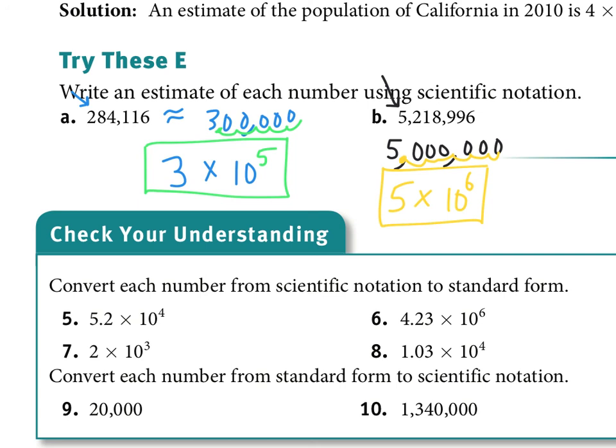Okay, so that's scientific notation. It really helps you write really large numbers in a much quicker way. It can also be used to write really small numbers in a quick way as well. All right.